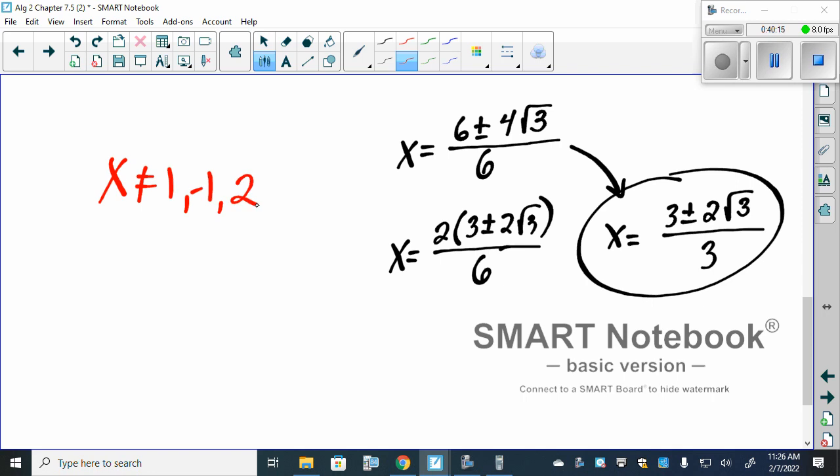Well, our restrictions were what? 1, negative 1, and 2, yes? Is 3 plus or minus 2 square root of 3 over 3 one of our restrictions? Well, no, it's an irrational number. It's a non-repeating, non-terminating decimal. So is that still the solution?